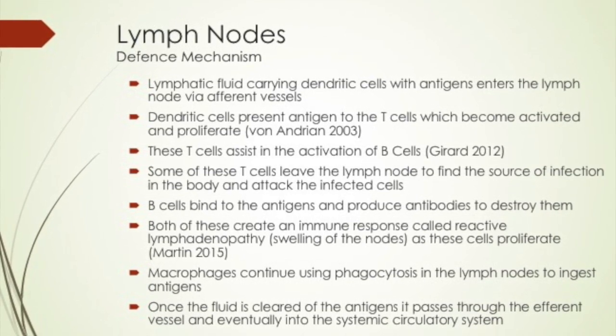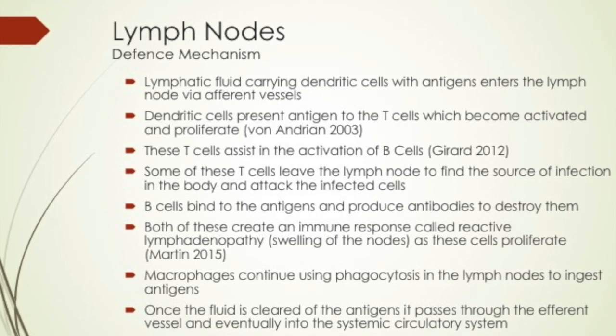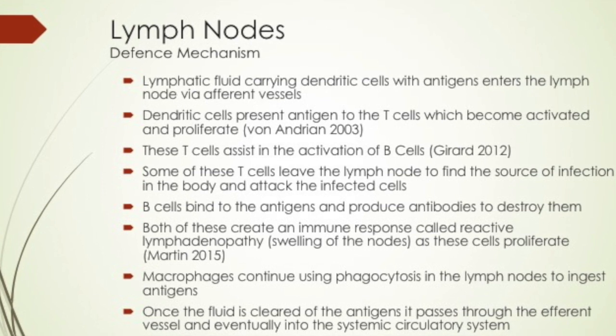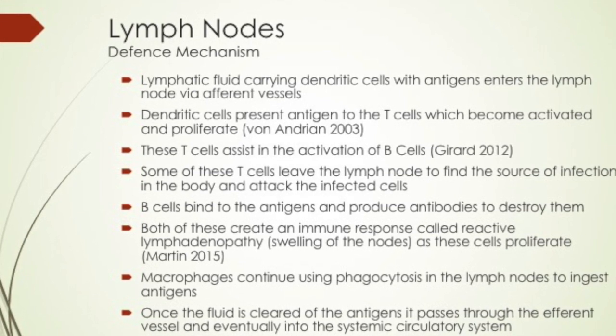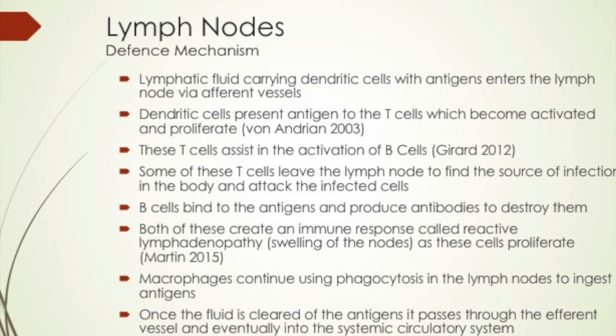This causes an immune response called reactive lymphadenopathy, swelling of the nodes. Macrophages arrive and use phagocytosis to ingest the antigens, and once the fluid is clear, it passes through the efferent vessel and eventually into the systemic circulatory system.